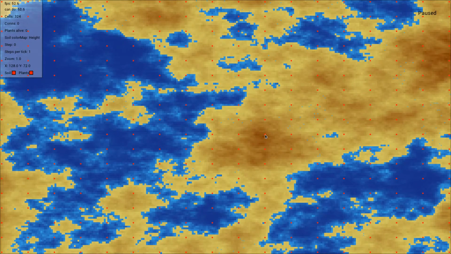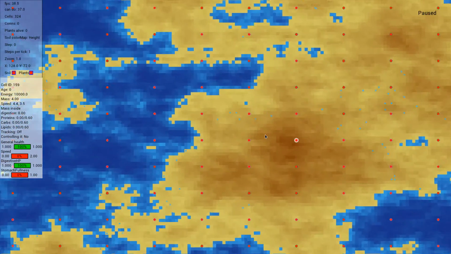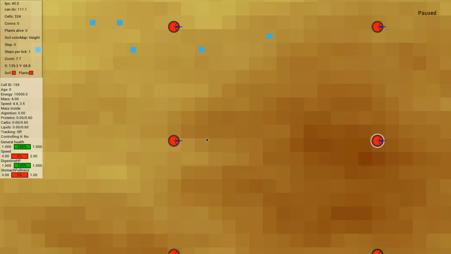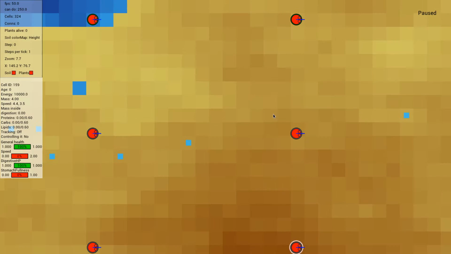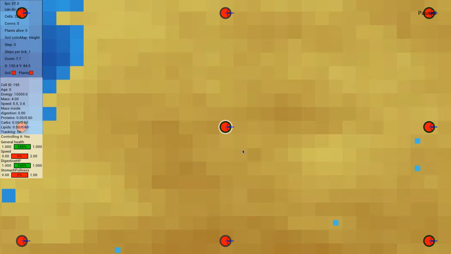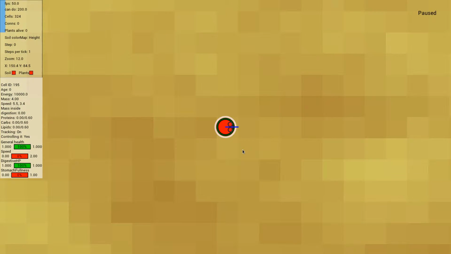Welcome to me explaining what's happening in my simulation. So here I'm choosing a cell to control. On the left you can see that at the beginning I'm not controlling it, and then I'm controlling it.